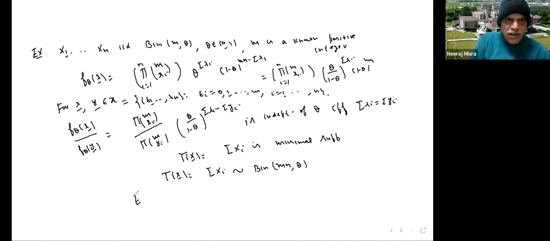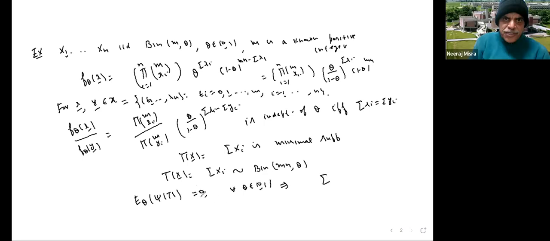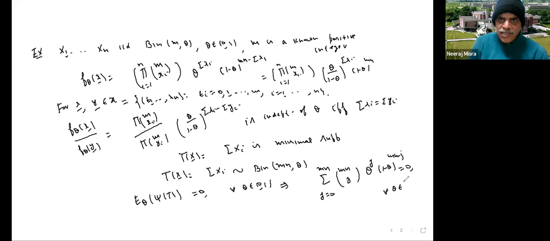So expected value of psi t is equal to 0 for every theta belonging to 0 and 1. What would this imply? This would imply that, since the distribution of t is binomial mn, theta, summation j is equal to 0 to mn, psi j, mn choose j, theta to power j, 1 minus theta to power mn minus j is 0 for every theta belonging to 0 to 1.